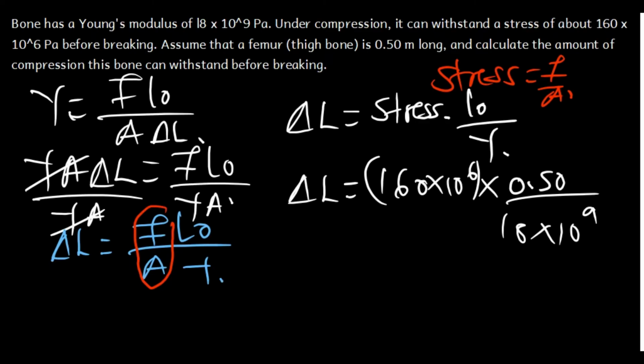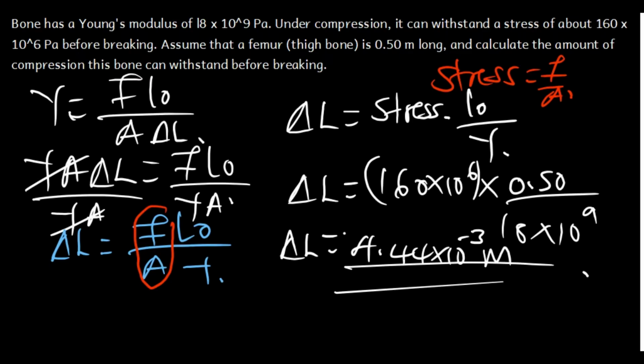Okay. So what we are going to do now is find the answer. So change in L will be equal to 160 exponent 6 times 0.5. The answer I get, divided by 18 exponent 9. Okay, so the answer I'm getting is 4.44 times 10 raised to the power negative 3 meters. So that is the amount of compression this bone can withstand before breaking.